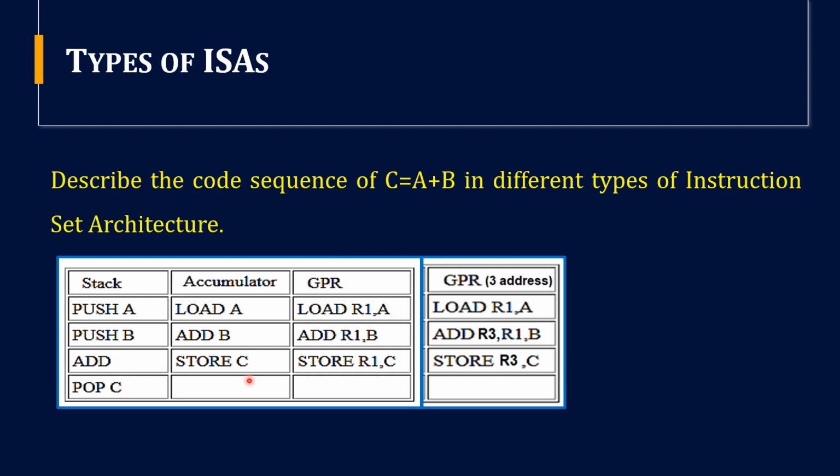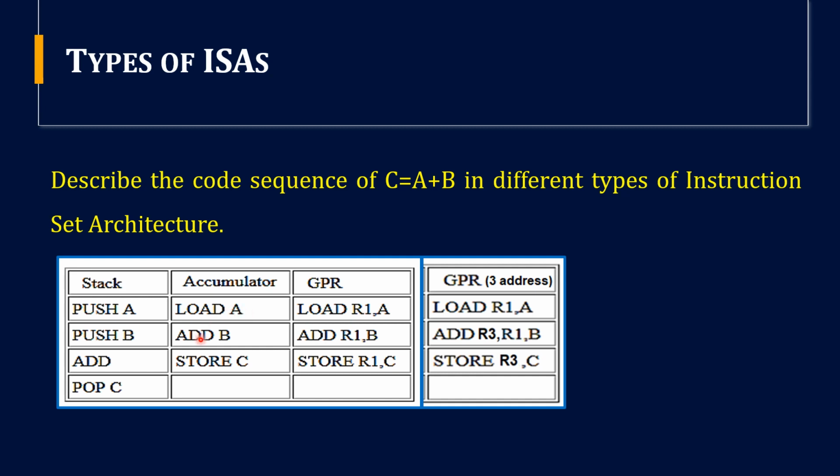Okay, fine. Moving to the second type of ISA, that is the accumulator ISA, where one of the operands is in the accumulator. We are not explicitly specifying the accumulator in the instruction. So the first instruction, load A, means the operand A is loaded onto the accumulator register. The meaning of this instruction is accumulator equals A. The content of A will be transferred onto the accumulator register.